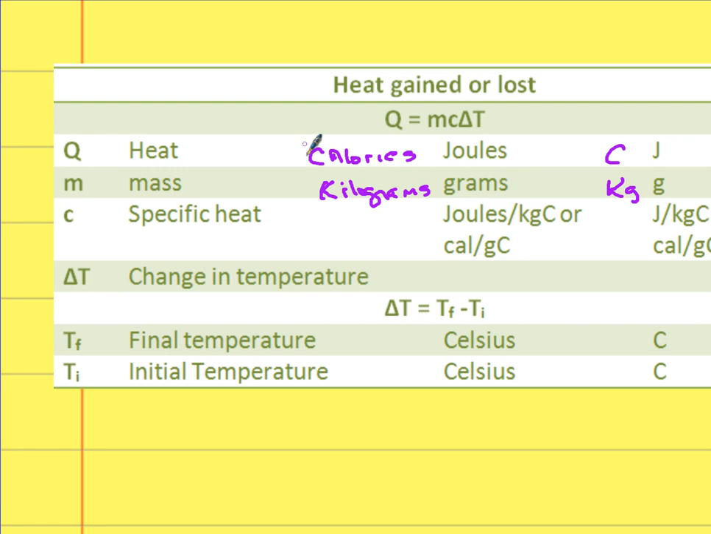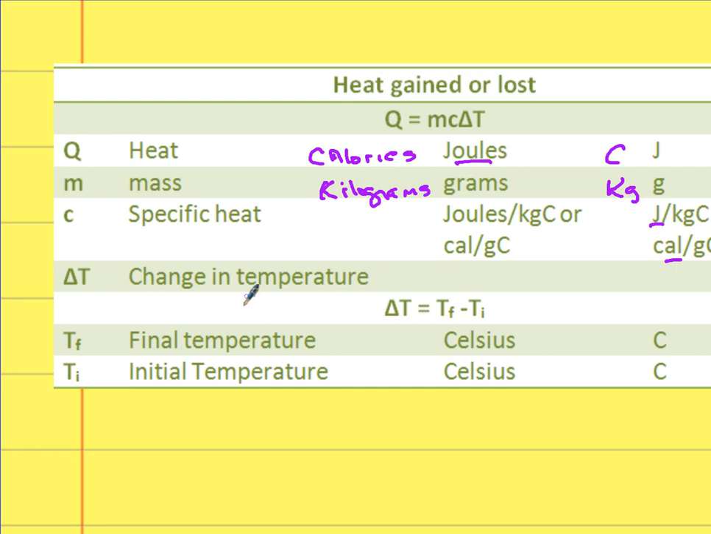So basically, if we give the heat to you in calories, you're going to want to use the specific heat that uses calories. If we give the heat to you in joules, you want to use a specific heat that uses joules. If we give the mass to you in kilograms, won't usually do that, then make sure your specific heat is calibrated to kilograms. Basically, I'm always going to give you the right specific heat, so don't worry too much about that.